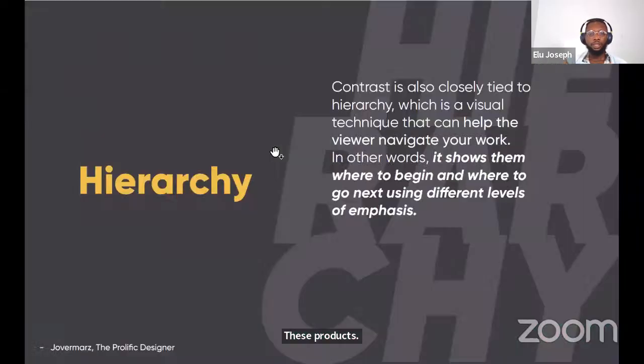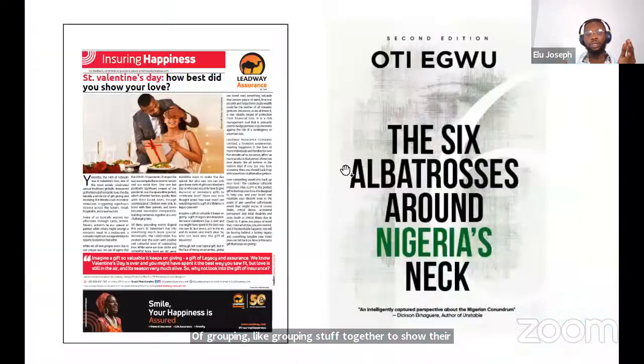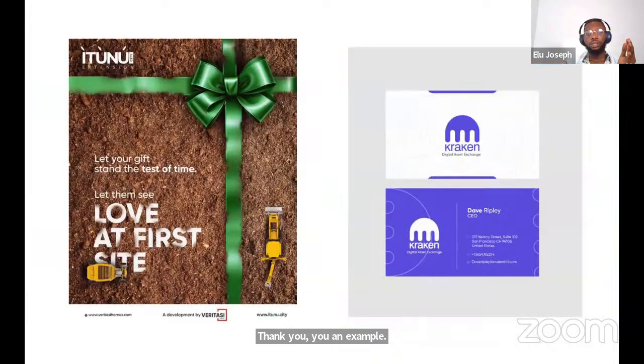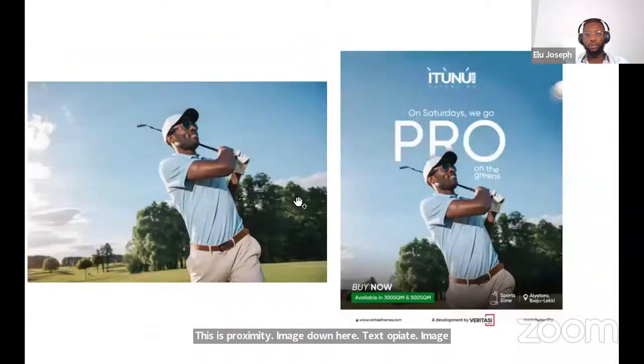Okay. Now, we talked about proximity, and I said proximity is the arrangement of grouping, like grouping stuff together to show a relationship in a design. Let me give you an example. See this, is it? Yeah. This is proximity. Image down here, text up here. Image down here, text up here. That's how proximity works. Okay.